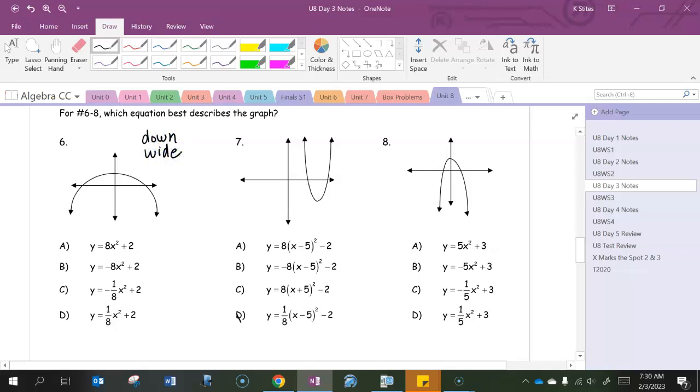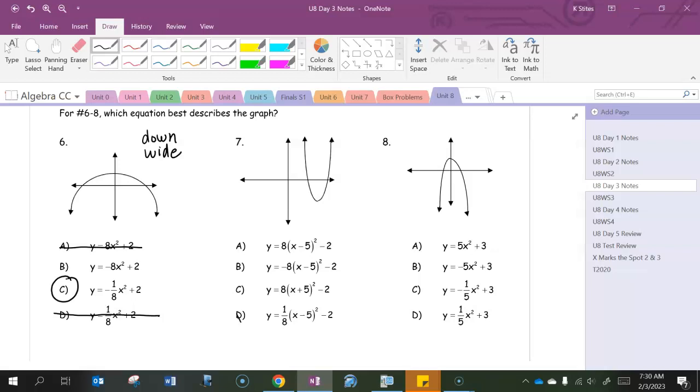So first of all, I know my a value has to be a negative. So I have 8, that's a positive. Negative 8, okay, that's an option. Negative 1/8, that's an option. And 1/8, that's positive. So now you need to know when you have something that's wide. Wide is when you have a fraction between 0 and 1. And so that means that C would have to be your answer, because 1/8 is a fraction between 0 and 1.